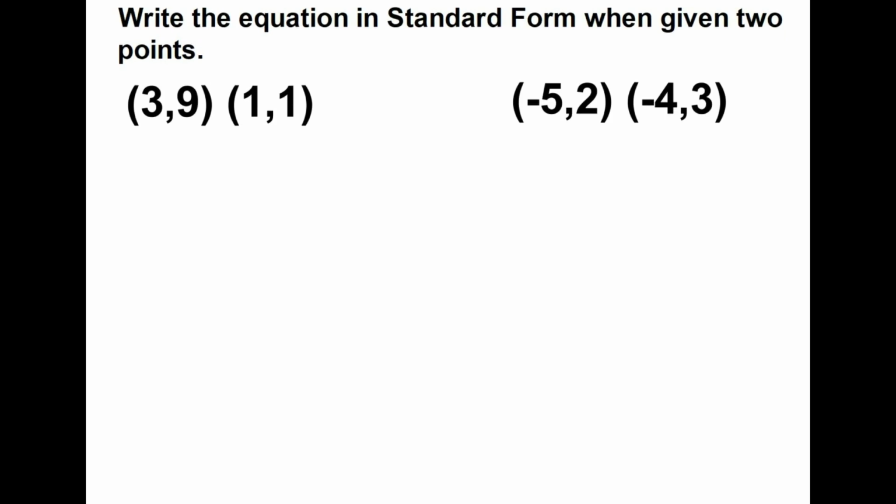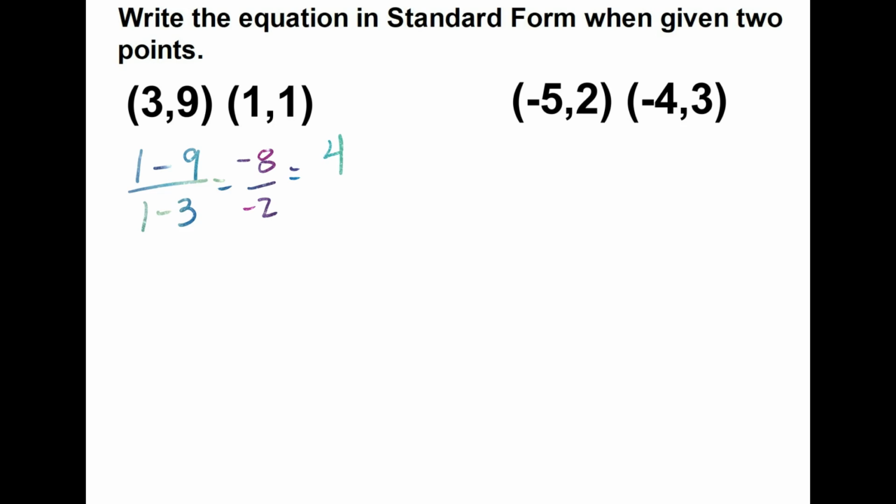So it's the same concept. If I have 2 points, I know with point slope form or slope intercept form, I need an m. How do we find our m? We find the slope. So we do 1 minus 9 over 1 minus 3. 1 minus 9 is negative 8. 1 minus 3 is negative 2. Negative 8 over negative 2 is a positive 4.